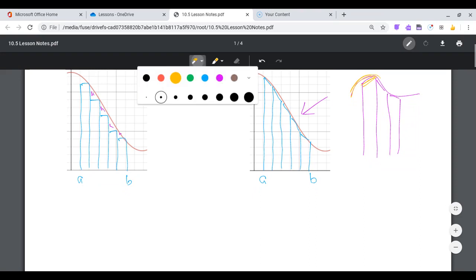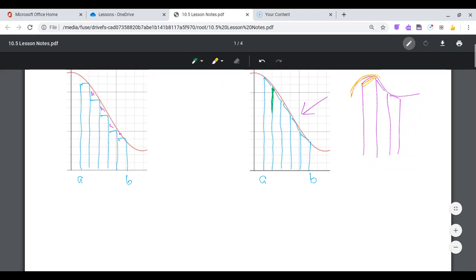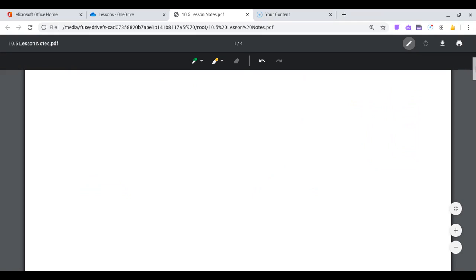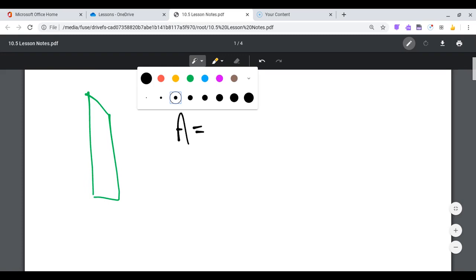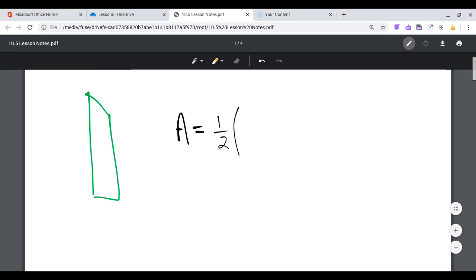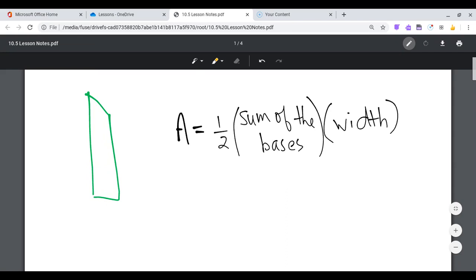Okay, so let's pull out one of these trapezoids. I'm going to pull out this one right here to have a look at it. And how do you calculate the area of just one trapezoid? Okay, so we have to go back to junior high math probably, and learn that the area of a trapezoid is 1/2 multiplied by the sum of the bases times the height or the width of the trapezoid, okay?